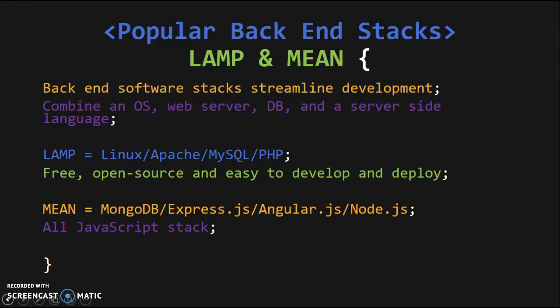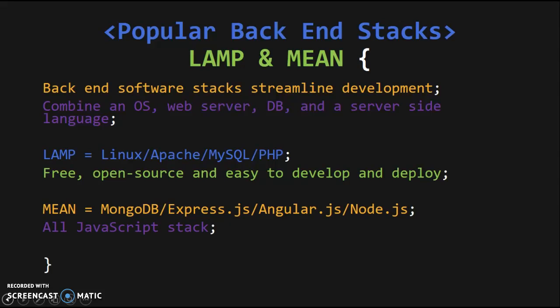The second popular option is MEAN, which consists of MongoDB, Express.js, AngularJS, and Node.js. MEAN is an all JavaScript-powered alternate to the LAMP stack. It's considered agile and scalable and is used by many businesses.